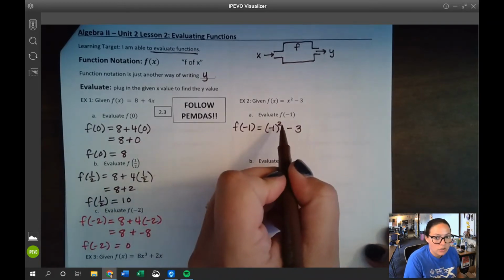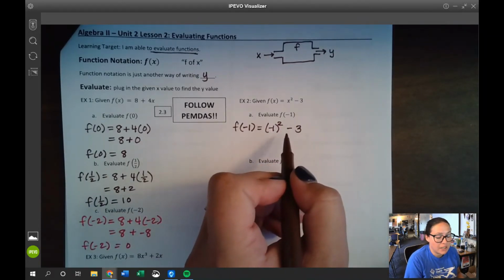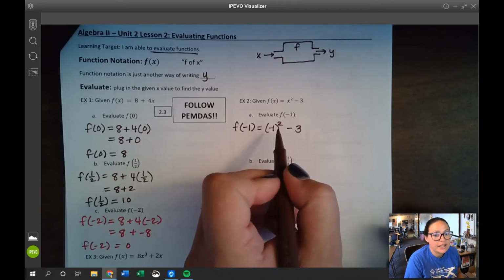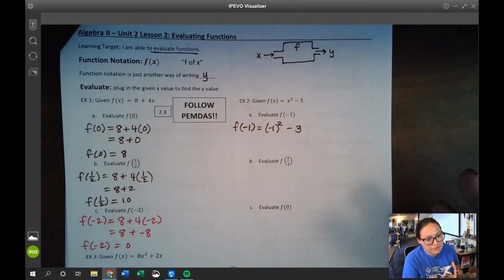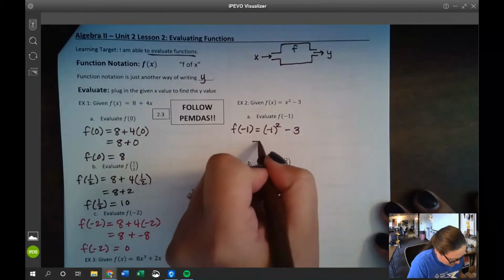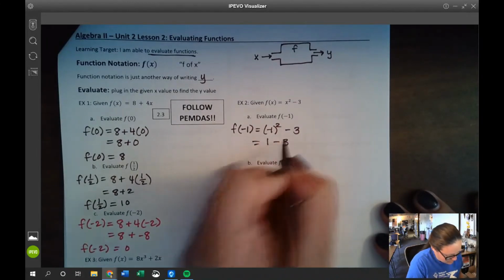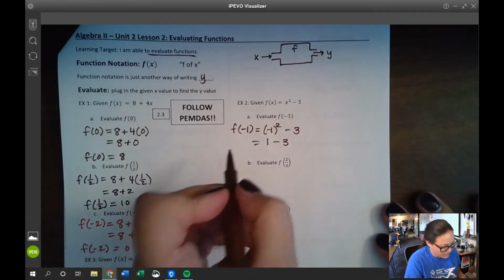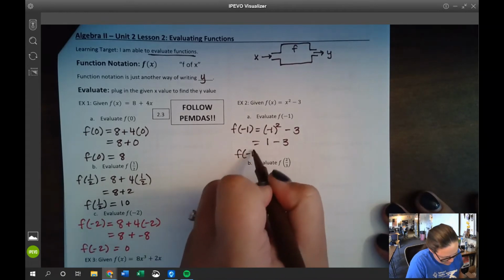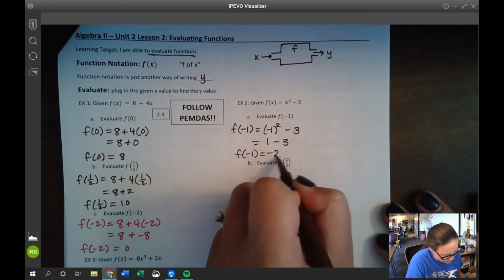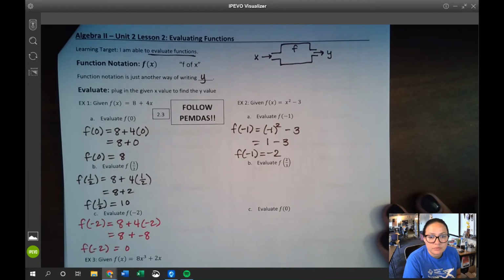And -1 squared means I do -1 times -1, and a negative times a negative is a positive. So this is +1 minus 3. And 1 minus 3 means that f of -1 is -2.